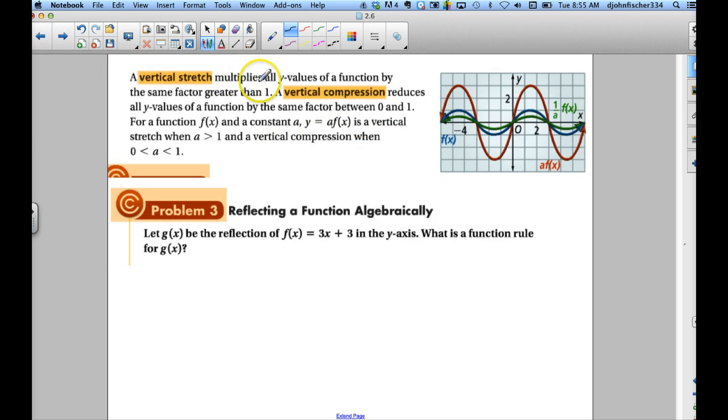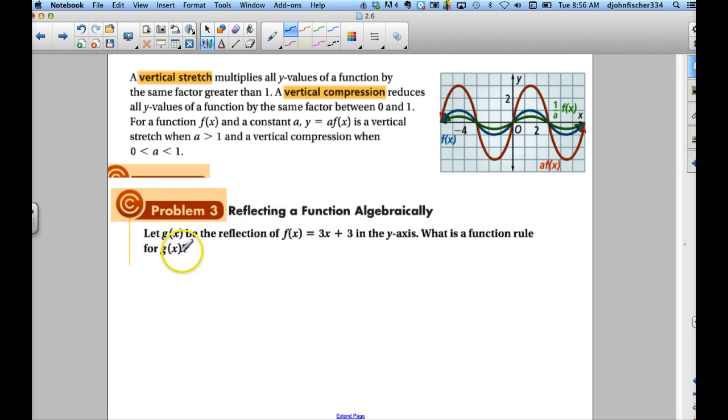Now a vertical stretch multiplies all the y values of the function by the same factor greater than 1. A vertical compression reduces all the y values of the function by the same factor between 0 and 1. For a function f of x and a constant a, y equals a times f of x is a vertical stretch when a is greater than 1, and a vertical compression when a is less than 1 and greater than 0. So we're going to stretch and shrink it if we put a number out front.